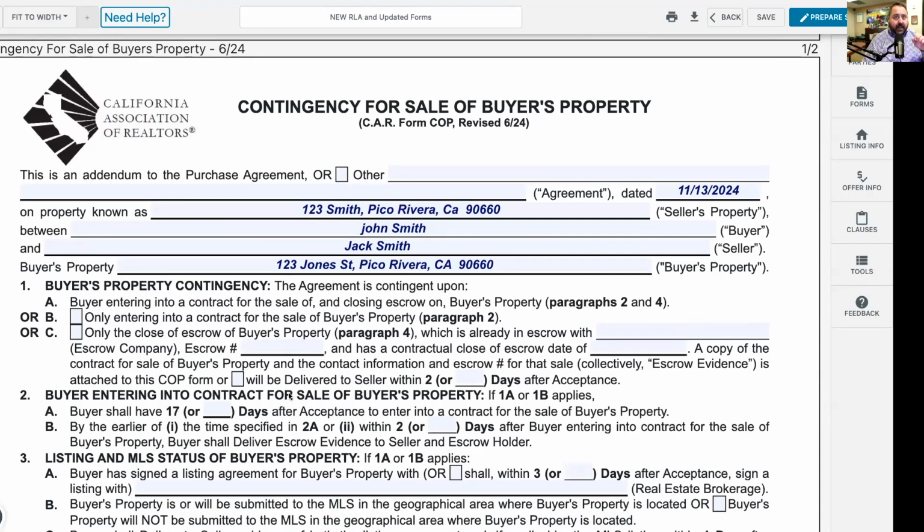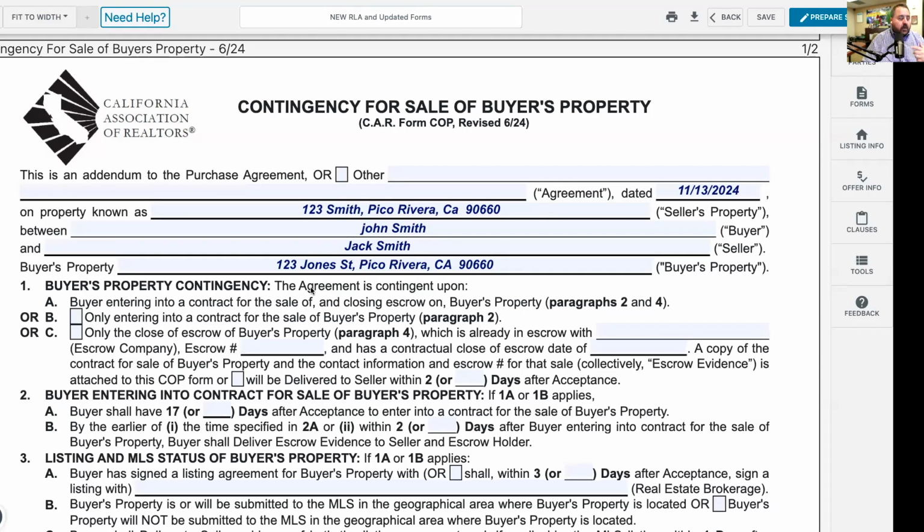Okay. Now, the default, when we get to paragraph 1, buyer's property contingency, it says this agreement is contingent upon. By default, it is buyer entering into a contract for the sale of and closing escrow on the buyer's property, this property that we just typed in here. So if we don't choose something else, what it's stating is we haven't sold the house yet. So we need this contingency to be based on us selling our property and closing escrow.